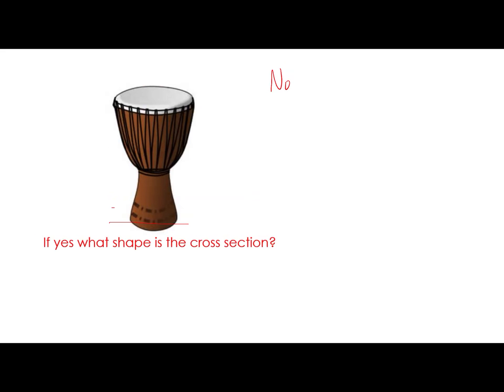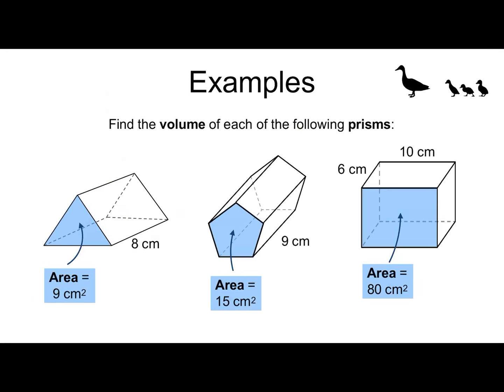What about this one? No. Not a prism. Where would you cut so that you always get the same circle or same whatever? There's just nowhere to cut here, so not a prism. It doesn't have a cross section. Right, now, finding the volume of a prism is really, really easy.